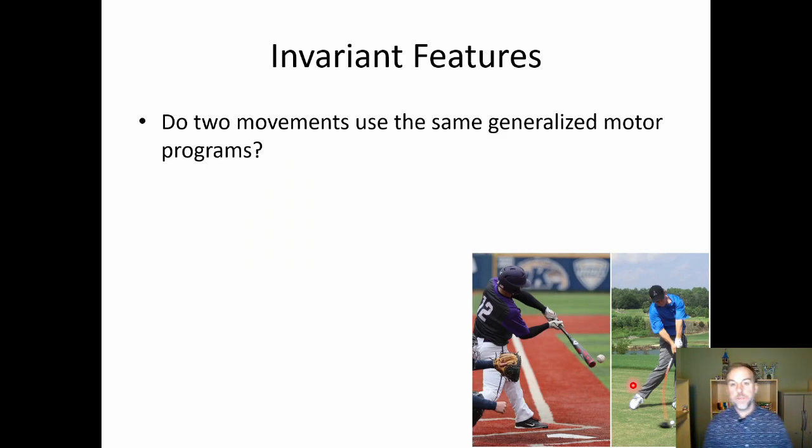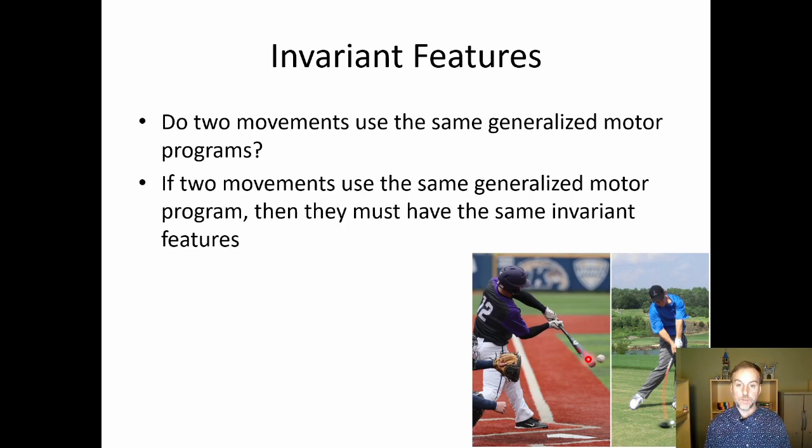When we look at the invariant features, one thing we'll be looking at is, do two movements use the same generalized motor program? This picture is just an example. Let's say we're comparing batting and golfing, and they're somewhat similar. They're not as different as, say, batting and swimming, which are obviously very different, but they both involve swinging an object and hitting a ball. So, some overlap.